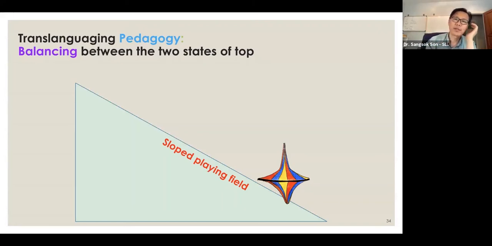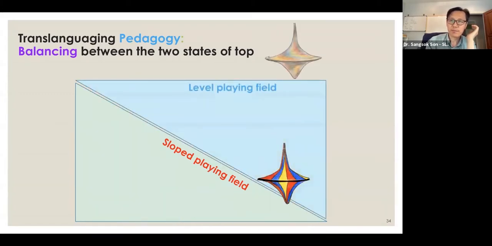In order to make this education playing field fair, we need another triangle. We need to spin the top. We need to allow the bilingual student to use all of their language resources so that they can truly show their true knowledge using all of their language resources, both their home language and school languages. Then only is this education playing field level. Then only can both monolingual and bilingual students perform on an equal basis.